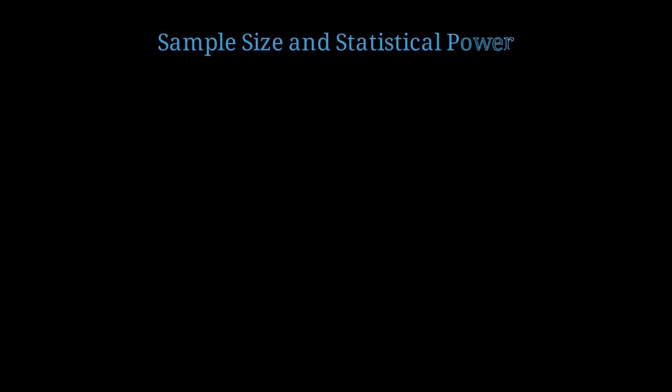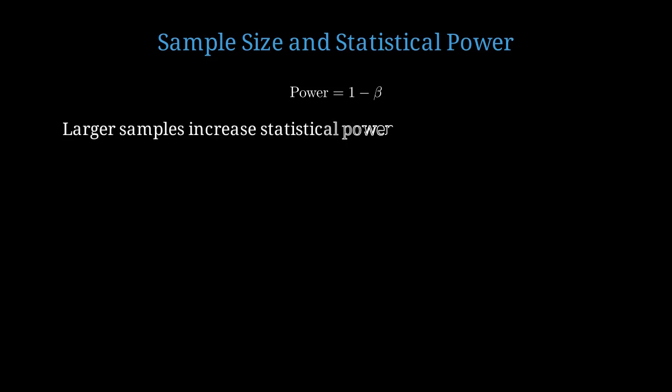Let's discuss sample size. Because even with perfect controls, insufficient sample size can ruin your experiment. Statistical power is 1 minus beta, where beta is the probability of a type 2 error. Power is the probability of detecting a real effect when it exists. Larger sample sizes increase your power to detect real effects. With too few subjects, you might miss a genuine treatment effect simply due to random variation.